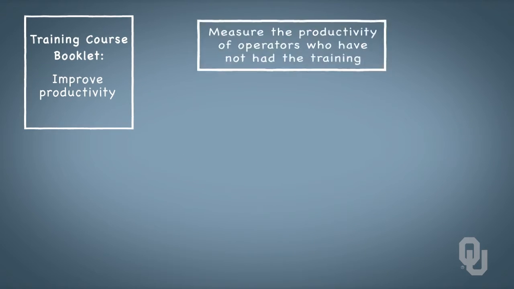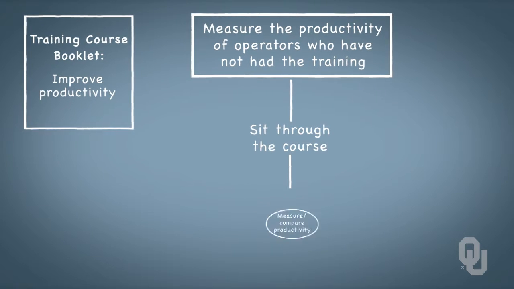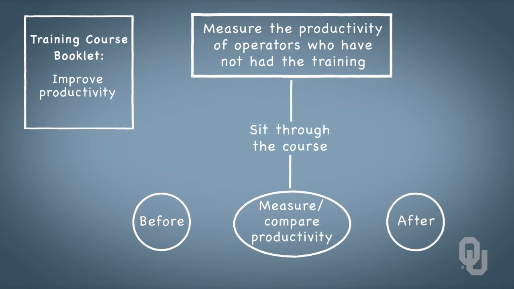The best way would be to measure the productivity of a sample of operators who haven't had the course, then let them sit through the course, and then measure their productivity afterward. We could compare their productivity before and after the course, considering those to be two populations, the before population and the after population. And we could answer hypotheses about how different those two populations are. But those two populations contain the same individuals. The operators are in both the before training and after training populations. The populations are not independent of each other.